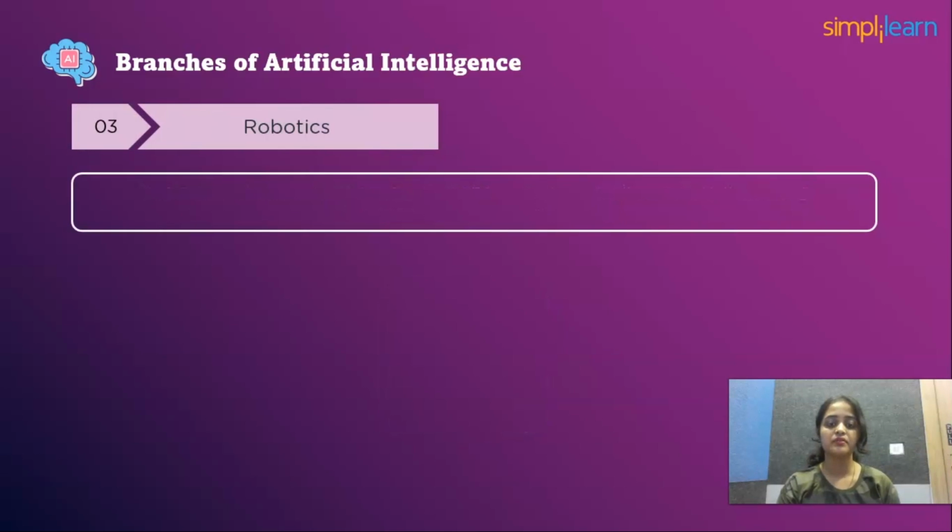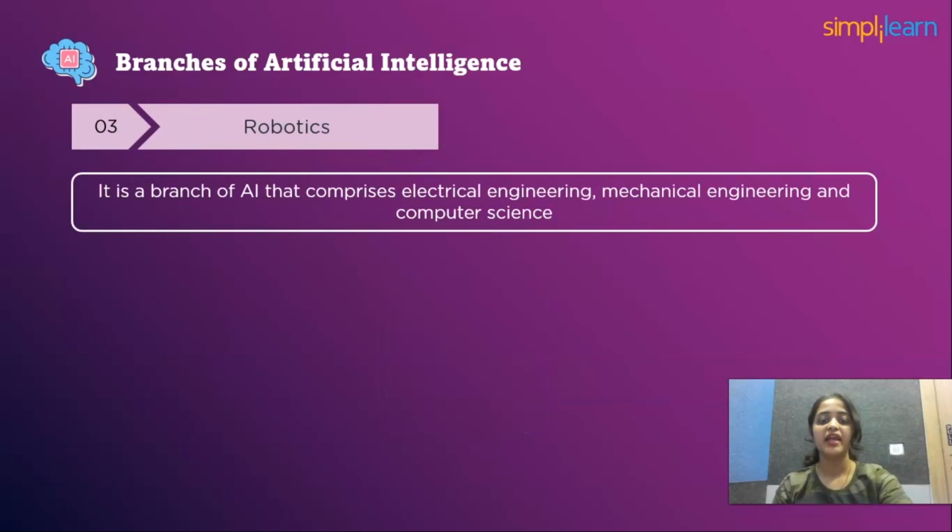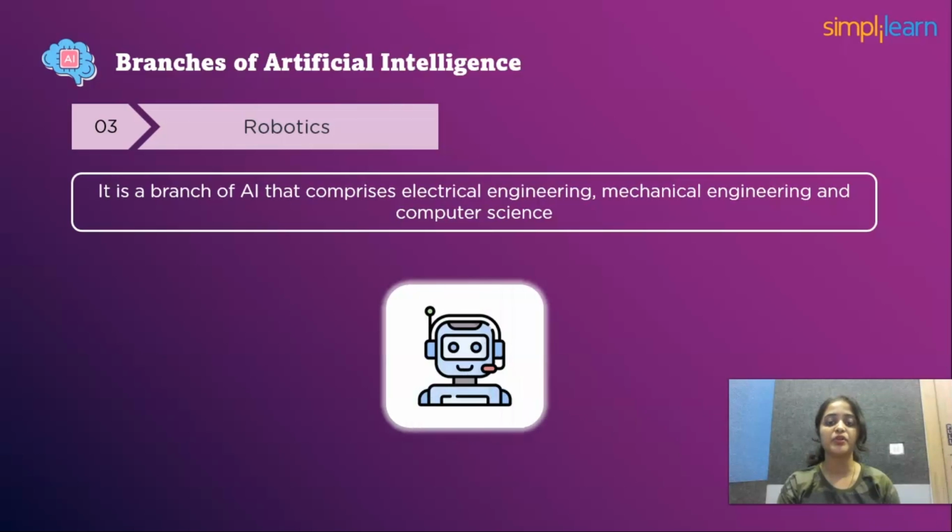Next comes robotics. It is a branch of AI that comprises electrical engineering, mechanical engineering, and computer science. The objective of robotics is to create intelligent machines which will do human work like a robot. Some will be like humans and others will be in the form of robotic process automation and many more.